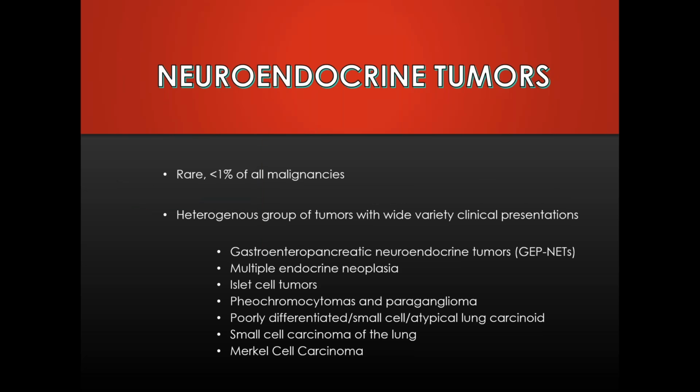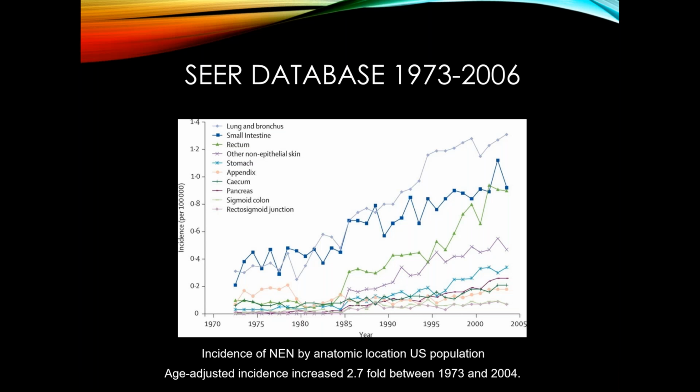As you already know, neuroendocrine tumors are considered rare tumors, and they comprise less than 1% of all malignancies. They're a heterogeneous group of tumors with a wide variety of clinical presentations, the most common being the gastroenteropancreatic neuroendocrine tumors that occur in your pancreas, stomach, or bowel. But it also includes the pheochromocytomas, certain types of lung cancers, and other syndromes such as the multiple endocrine neoplasias. So why do we care? Well, the incidence is actually increasing, and part of this is because of better imaging tests and a greater awareness of this tumor.